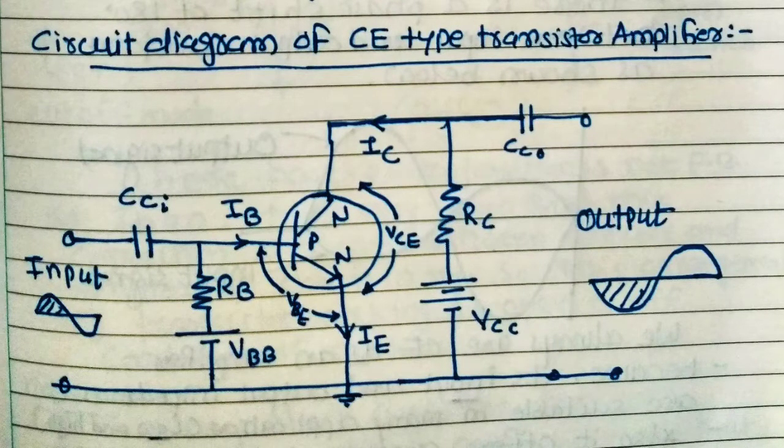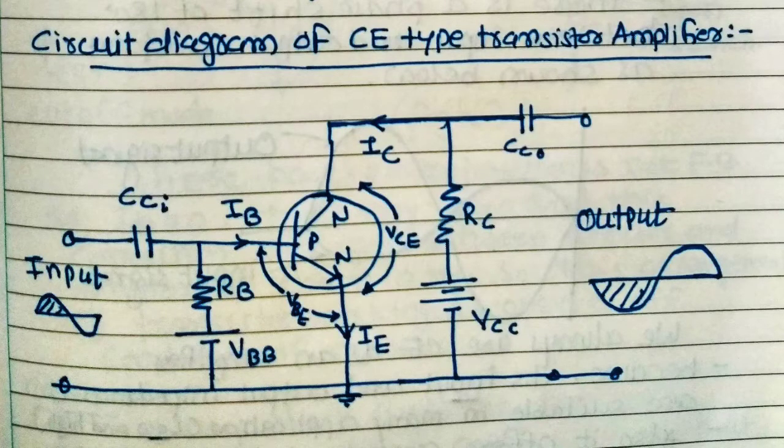As shown in the circuit, there is an NPN transistor, with input side CC1 and CC2. These are the coupling capacitors which couple the circuitry with the input signal and output signal. The supply voltage on the input side is VBB. It means the voltage between base and emitter. The input resistor is RB, and the currents flowing are IB and IE. On the output side, the supply voltage is VCC with the load side resistance RC. The voltage between collector and emitter is VCE.